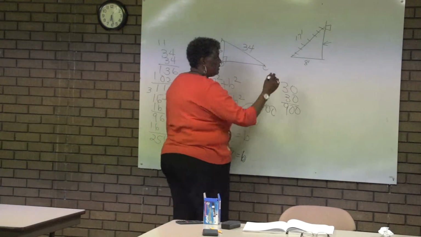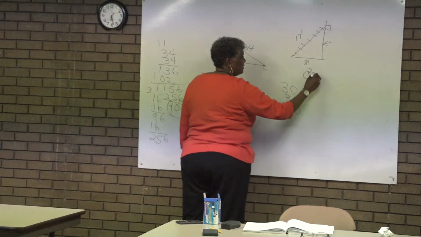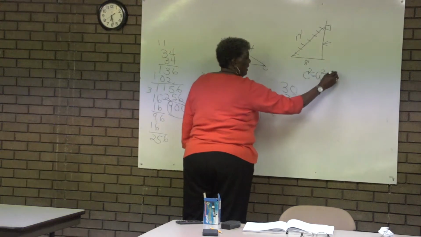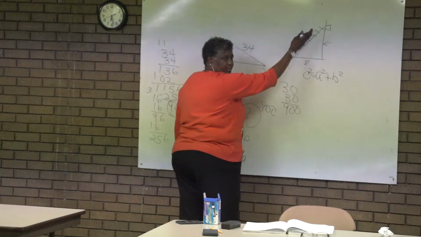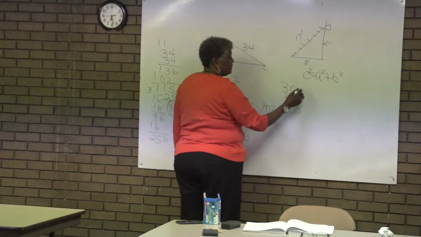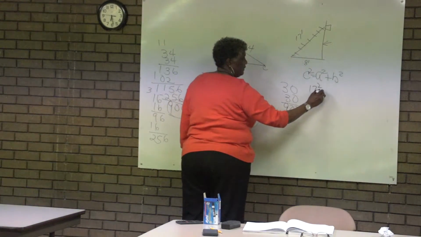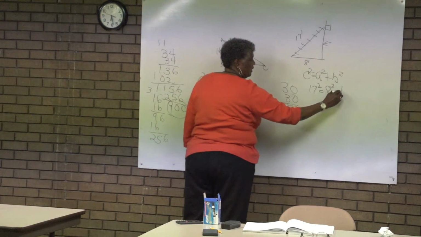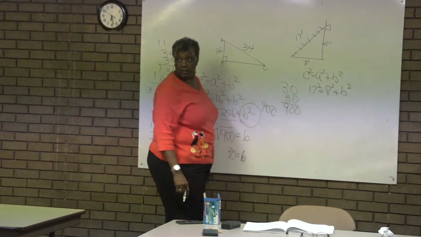Right? So we have c squared equals a squared plus b squared. Doesn't matter that it's on this side, just know that the slanted line is always your c. Correct?